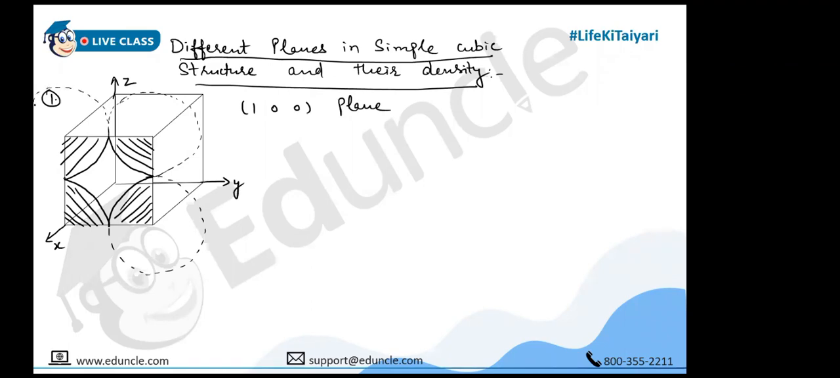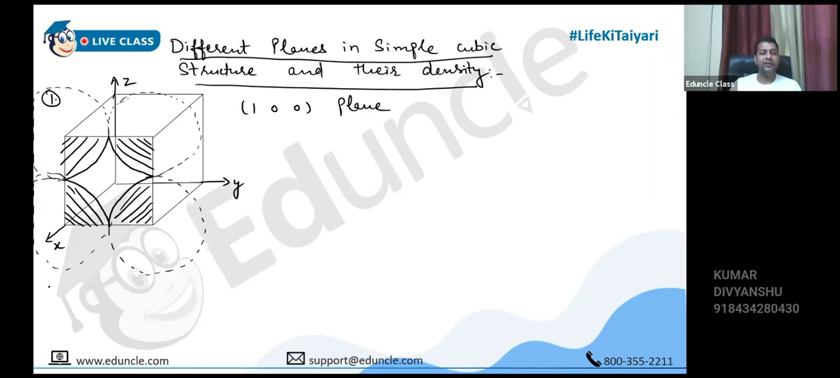Clear or not? Let me make it. Yes, sir. Clear, sir. So it will be like this. Okay, and again this edge length will be equal to 2r. Same thing. The only thing is now we are representing the atom by circles instead of spheres. That's it. Now, how many atoms are there in this particular plane according to you?